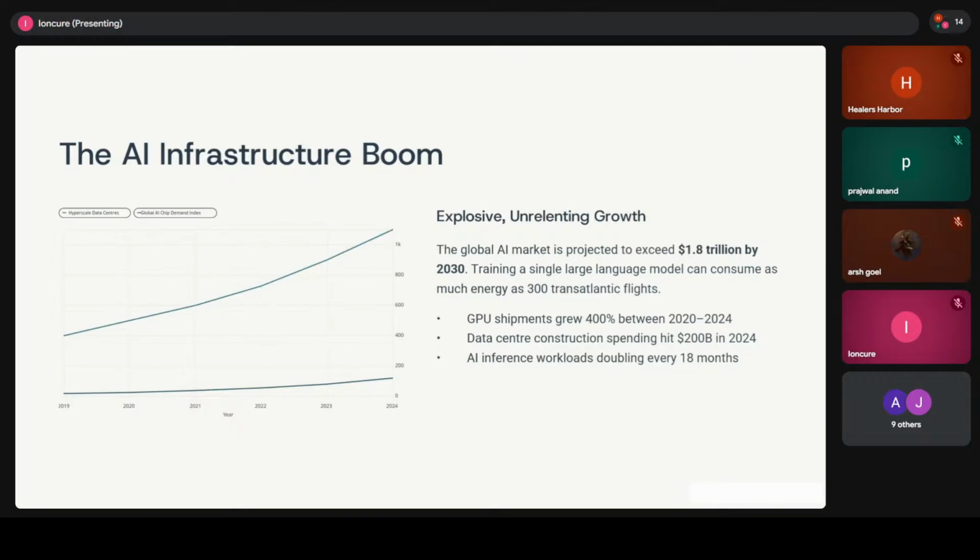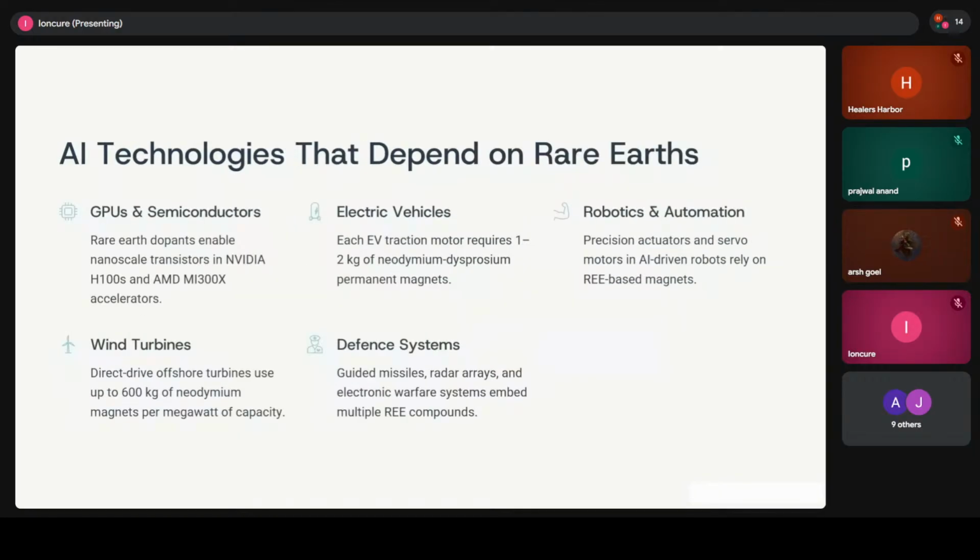This growth directly increases the demand for rare earth elements because AI systems require large-scale hardware infrastructure. Many AI-related technologies depend heavily on rare earth elements. GPUs and semiconductors require specialized materials for nanoscale electronic manufacturing. Electric vehicles use neodymium and dysprosium magnets in traction motors.